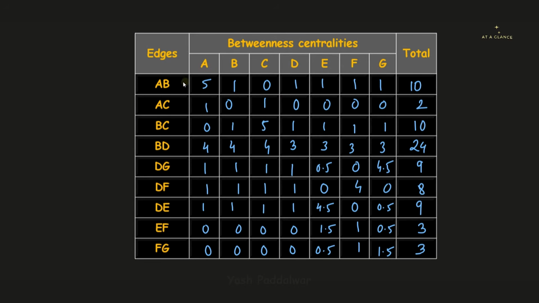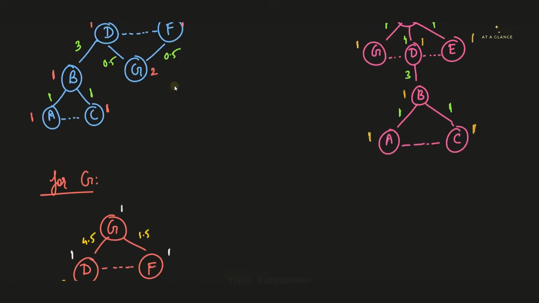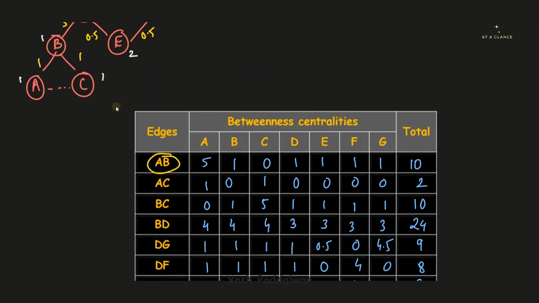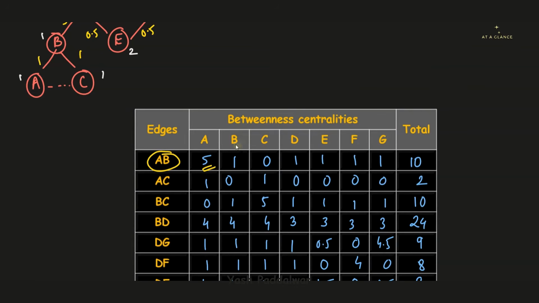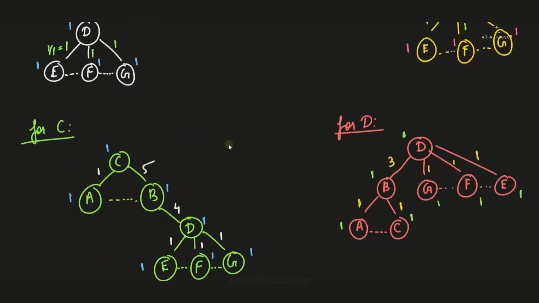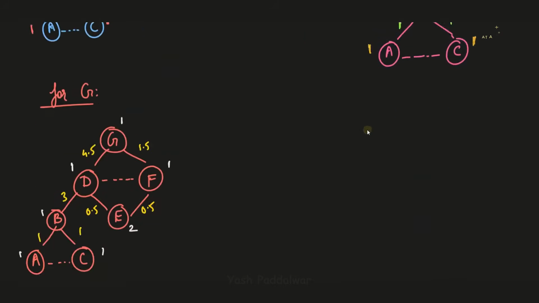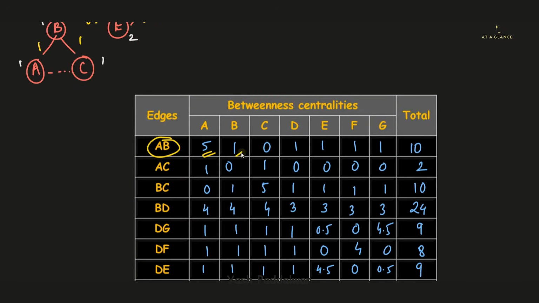So now when we talk about the edge AB, how to calculate this? We have to look for edge AB in each and every graph. So when we talk about the A node as the root node, edge AB had the value 5. So we have written 5 over here. Similarly, in the graph of the root node B, the edge AB has the weight 1. So we have written 1 over here.